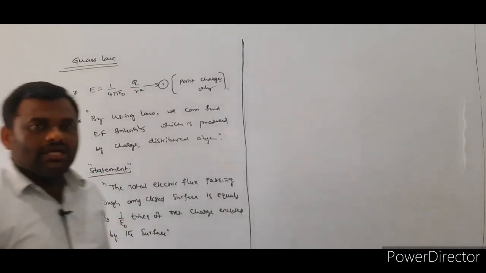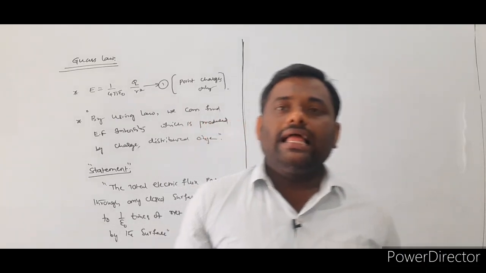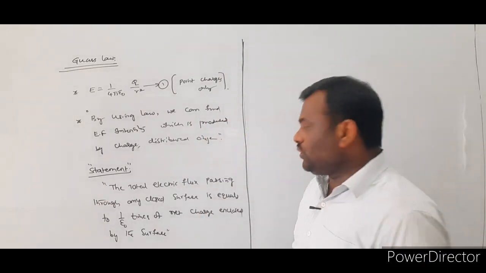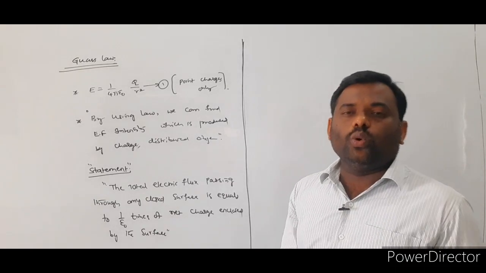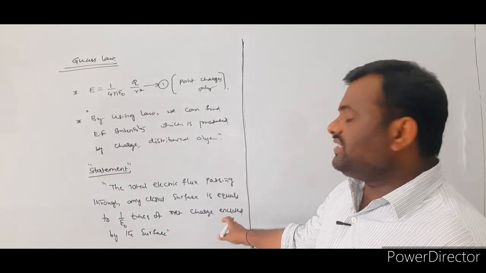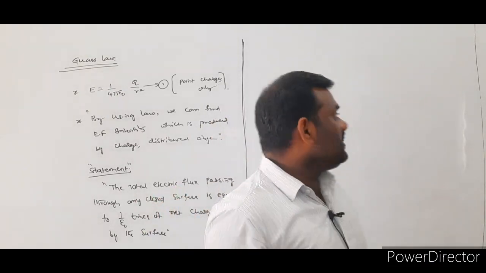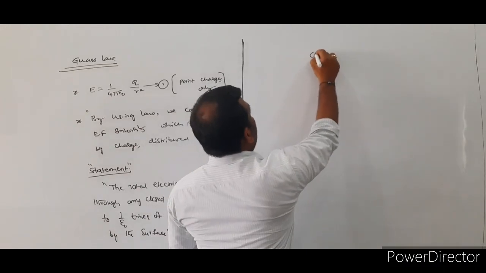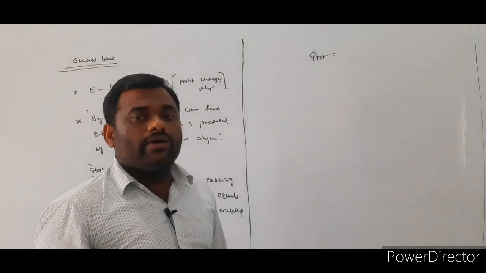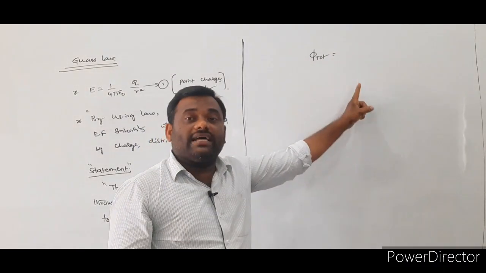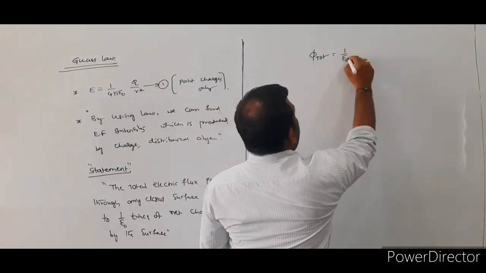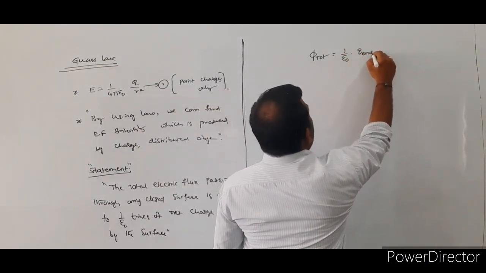Very, very important. What is the statement of the Gauss law? According to the statement of the Gauss law, the total electrical flux which is passing through any closed surface is equal to 1 by epsilon naught times the net charge enclosed by the surface. Flux is represented with the symbol phi. So, according to the Gauss law, total electrical flux passing through any closed surface is equal to 1 by epsilon naught times Q enclosed.